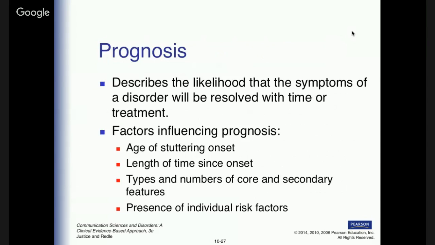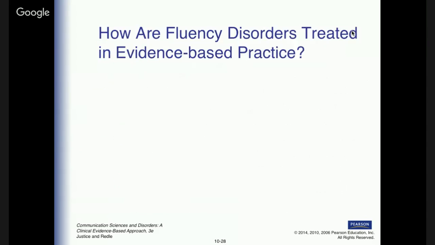Presence of individual risk factors, all right? Remember, males are going to be more likely to stutter than females. Also, we've got genetic history. If the child has a father who stutters, the chances that that child recovers is going to be a lot lower than if no one in the family stutters, or if someone in the family used to stutter but then also recovered. Well, the chances are good then that child's going to recover as well.